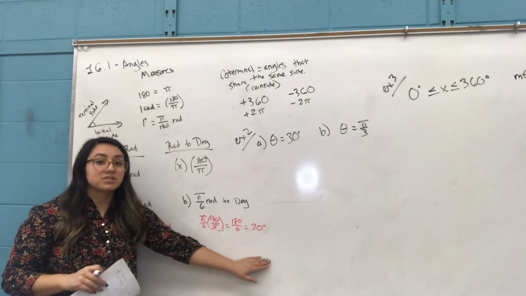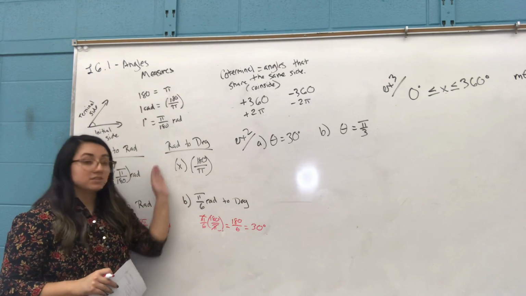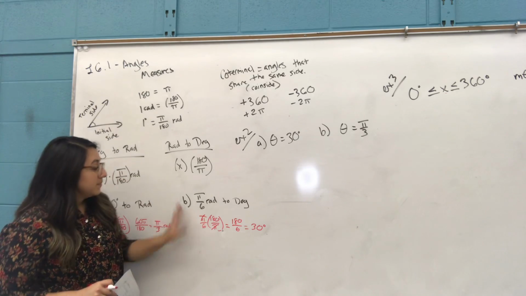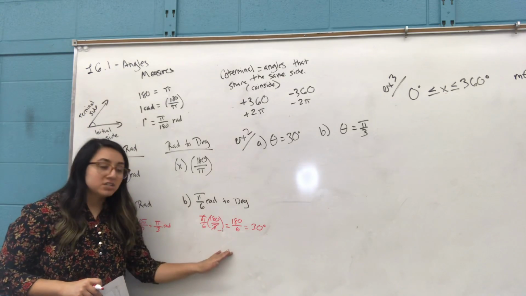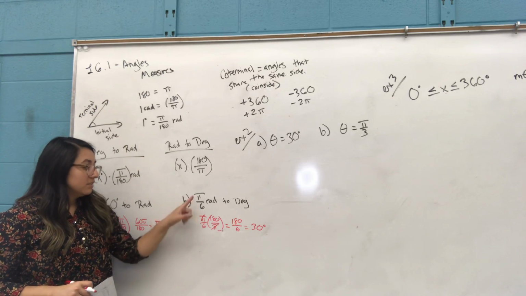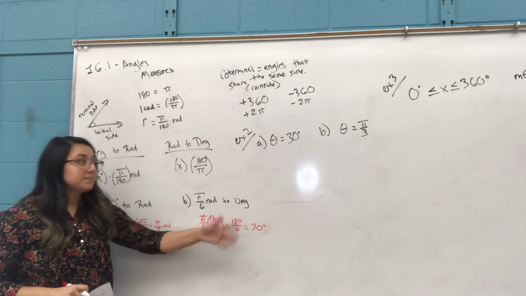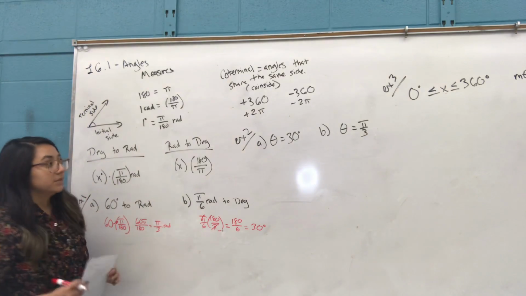You have that in your unit circle, but it's good to understand how to convert it. For me, what I do is I do 180 divided by 6. You don't even have to do any of this. You can just do 180 divided by 6, and you automatically get the answer. But the book shows you this way.